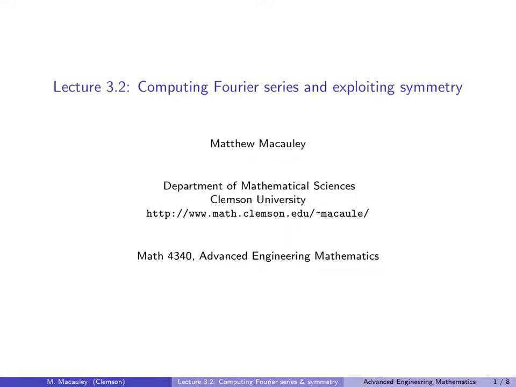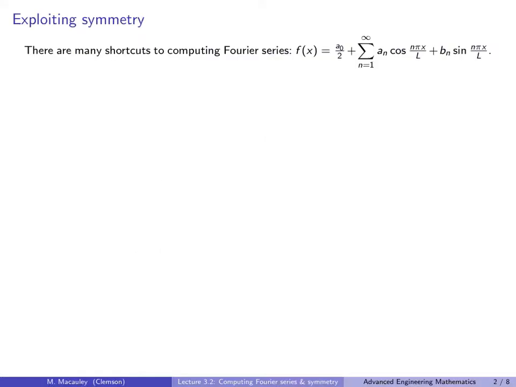Welcome to Lecture 3.2, Computing Fourier Series and Exploiting Symmetry. In the last lecture, we learned what a Fourier series was. It's a way to write a periodic function f of x as a potentially infinite sum of sine and cosine waves. And I gave you explicit formulas for computing the coefficients, namely a0, an, and bn.